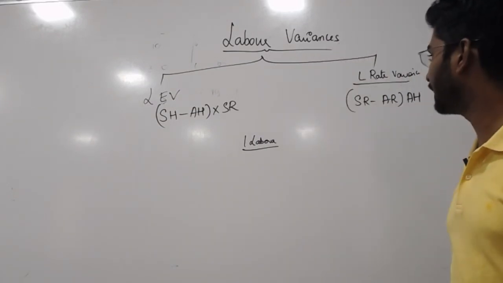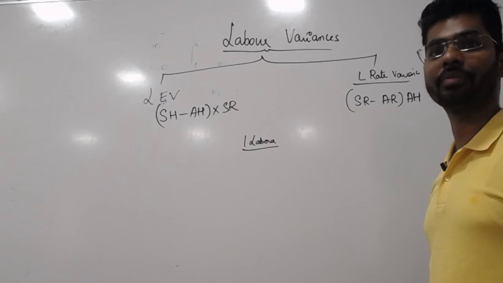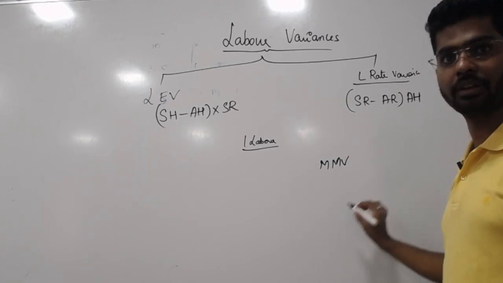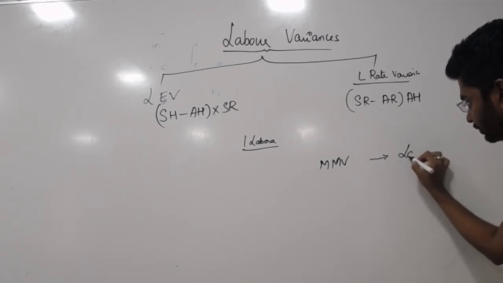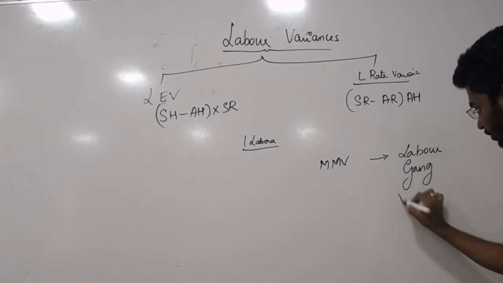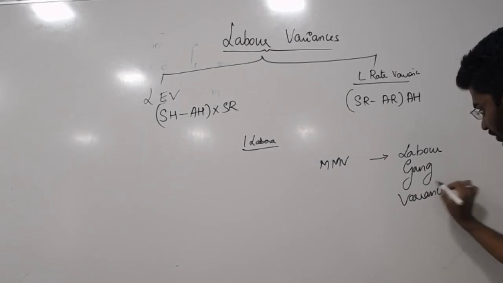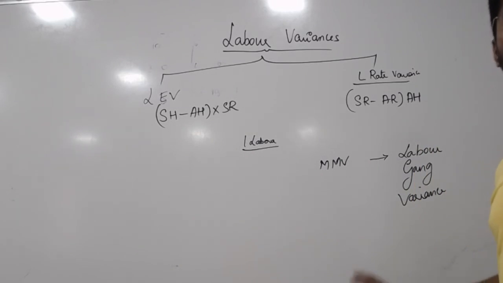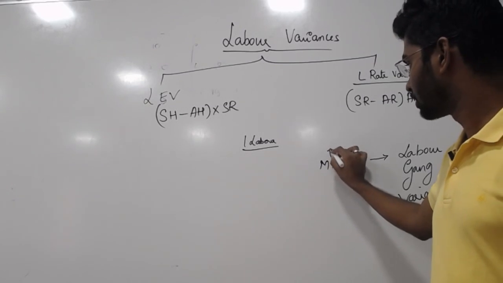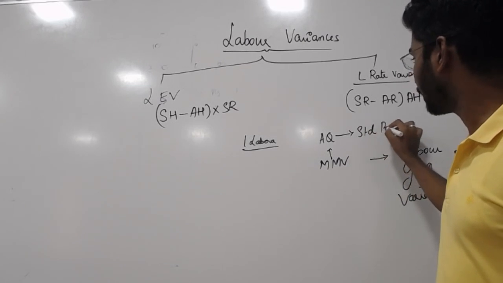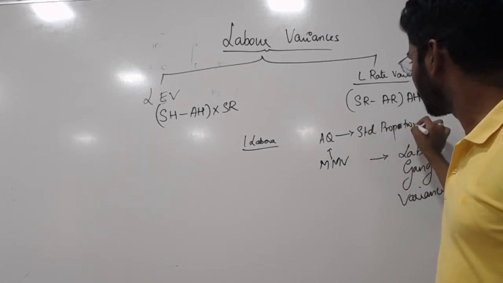If there are multiple labors, again there we had what? Material mix variance. Here we call it labor gang variance. What did we do in material mix variance? Actual quantity in standard proportion.